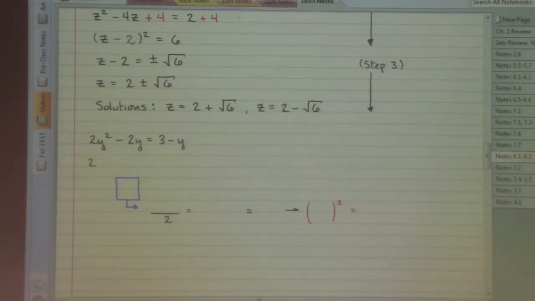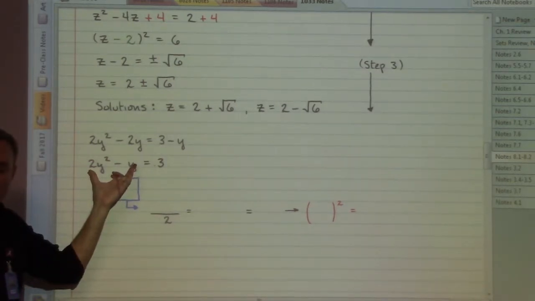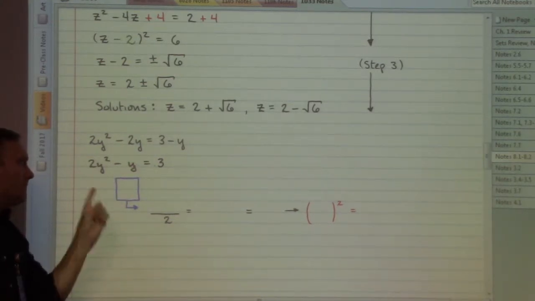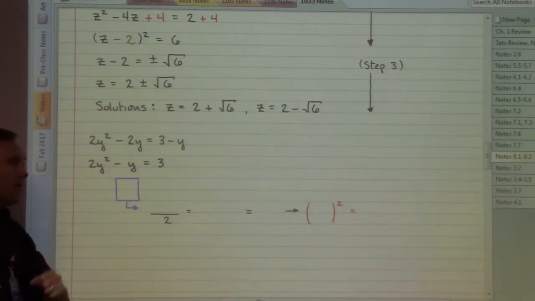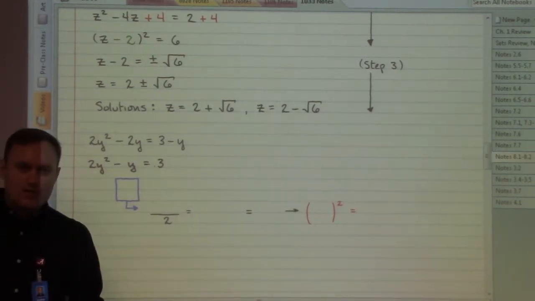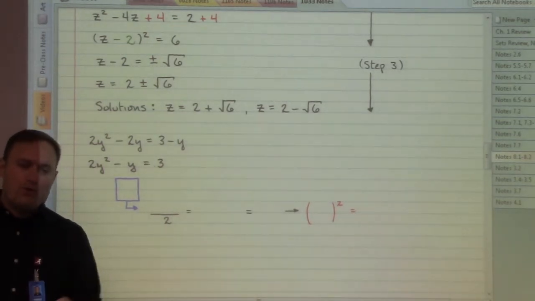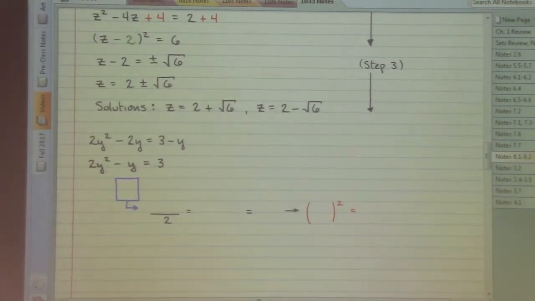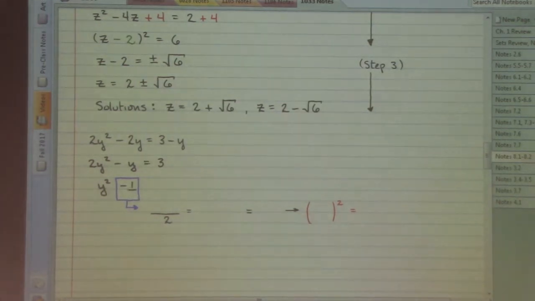I want to switch back over to my black. That would give me 2y squared minus y equals 3. So I like this because I have my variable stuff by themselves on the left side. I don't like this yet because there is the 2 in front of the y squared. So one little extra change in this particular example where I'm going to go through and divide everything by 2 so that I will have the y squared by itself. That means that that'll immediately be followed by a minus 1/2 y.